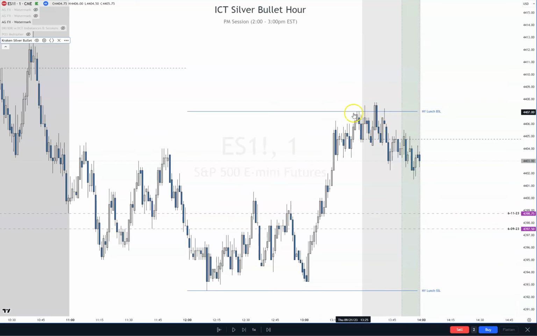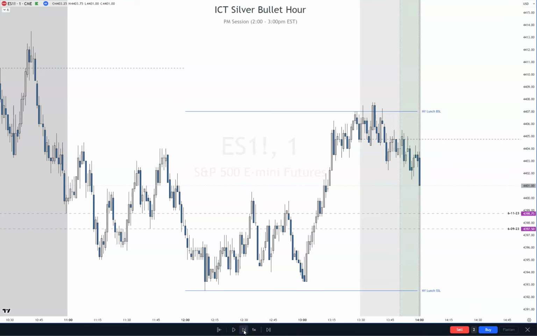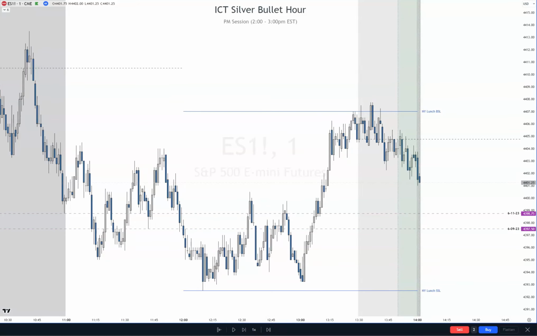Right, so now the high has been taken. That's how I'm looking at this. The high of the New York lunch session has been taken, so now I'm aiming for the low. We're going to buy and sell, go candle by candle, and I'm just going to be looking for a reason to enter. Okay, so we've got a fair value gap here. If price trades back into that, I'm going to go short.